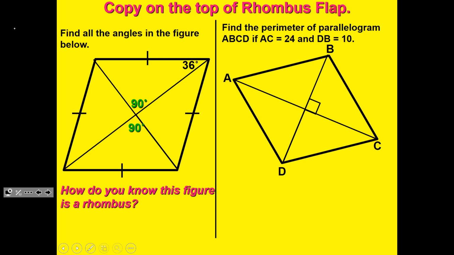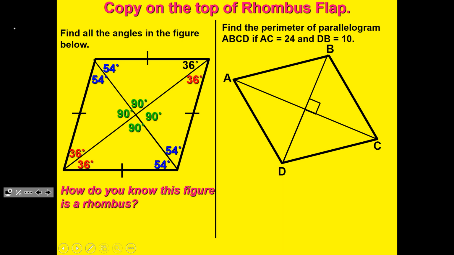So we know it's a rhombus because it has all those 90-degree angles, like you guys said. If that angle is 36, the one beside it must be 36, as well as the angles across from it. Like you guys said, we would subtract in our triangle to figure out one of the missing angles, and then that's what all the others should be as well.